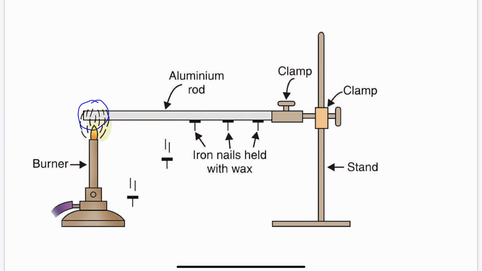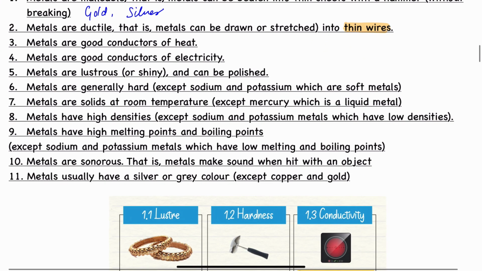और यही this property that we use in the kitchen also. Utensils generally metal के बने हुए होते हैं, right? ताकि वो अच्छे से heat को conduct कर सके and we are able to cook our food and it does not get burned. Okay. Now, metals are lustrous or shiny and can be polished.